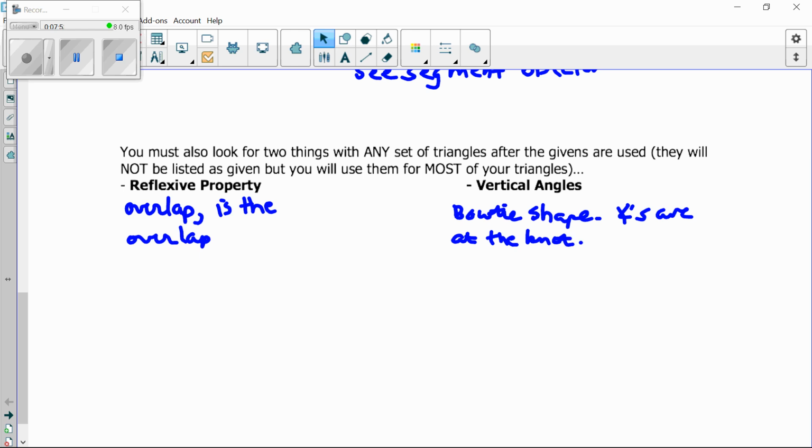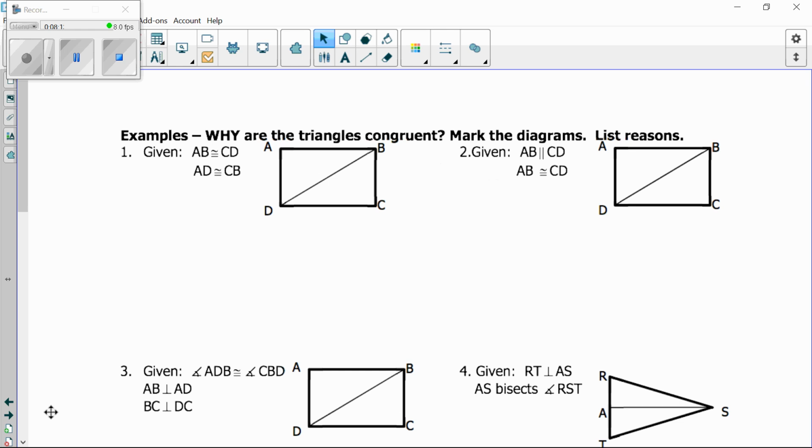So those are all the vocab terms that we have to know. Now what we're going to do is we're going to take a look at little mini proofs. So they're not full proofs, and I don't expect us to write full statement reasons because there's not a lot of room with them. But we will write out everything we need. So we have, why are the triangles congruent? Mark the diagrams and list reasons.